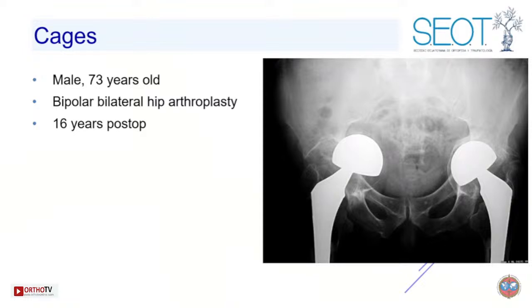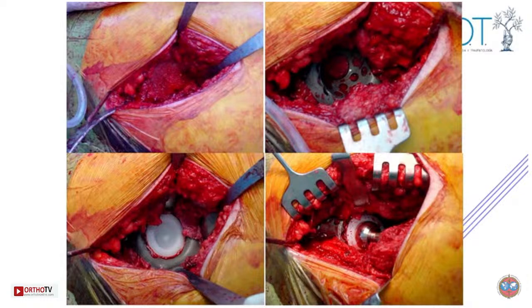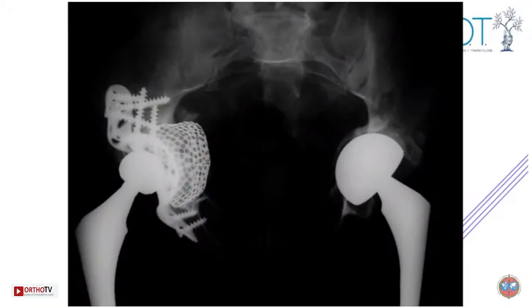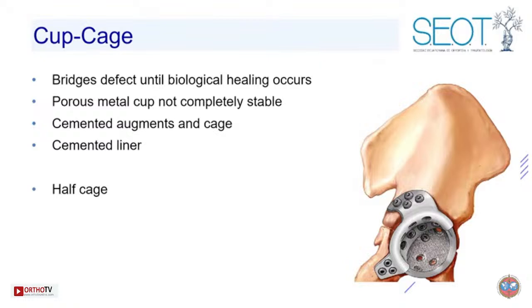This is an old case also, male, 73 years old. He had a bilateral bipolar hip arthroplasty, performed 16 years ago. So after removing the head inside the pelvis and also filling it with bone graft, we put a cemented Schneider cage and also a polyliner with a regular head. This is the post-op X-ray, and also after the surgery of the other hip, and at 4 years, the patient was still working fine.